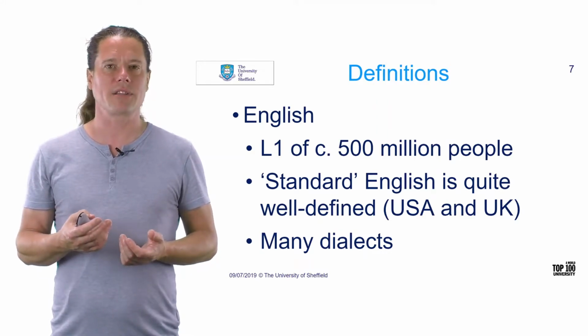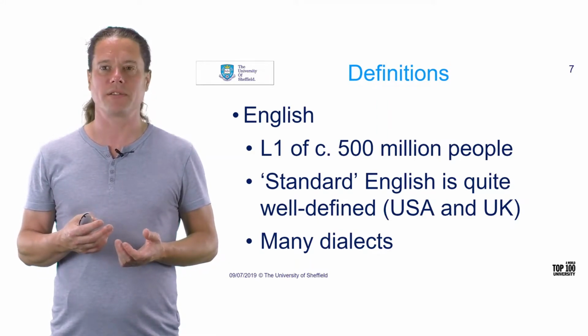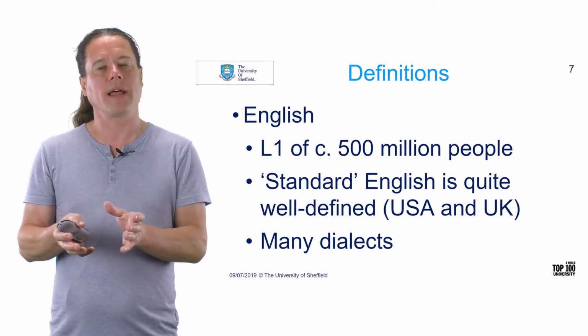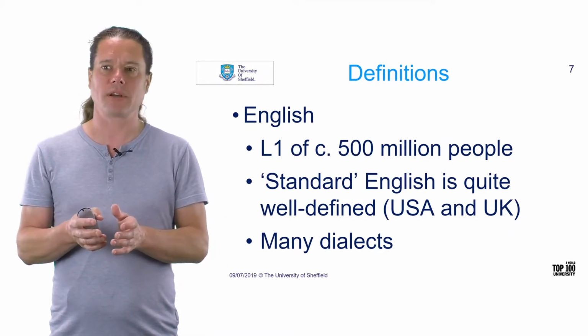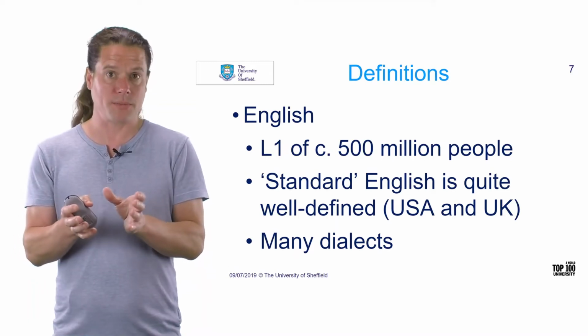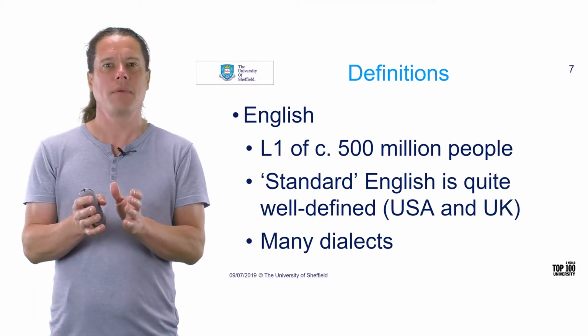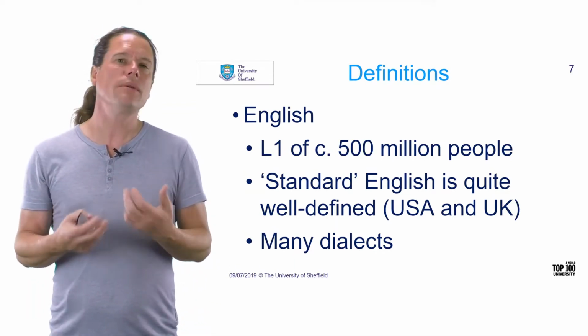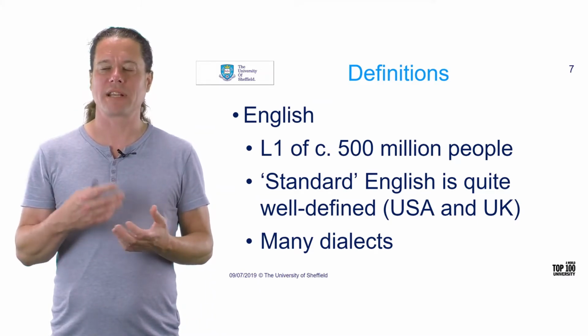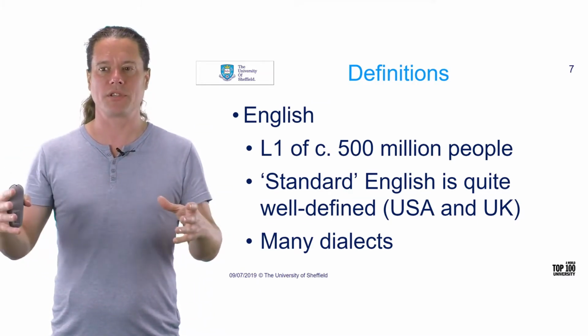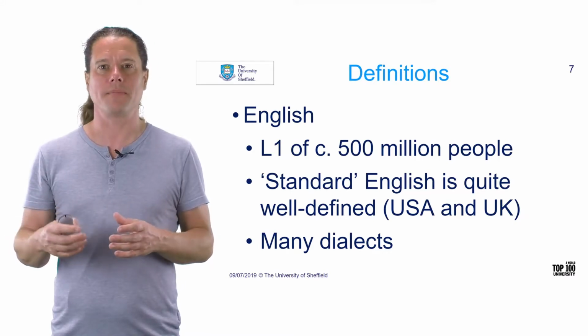Other dialects might not be so easily understood outside of the local area. So you might have a regional dialect which the people who live in a small part of the country understand, but other people don't. That's normally what we mean by a standard language, that it's well understood by the majority of the people.